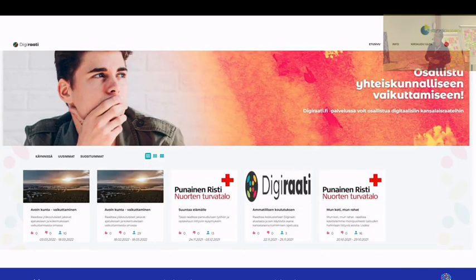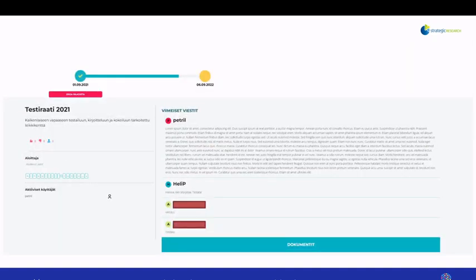Here are a couple of screenshots from the prototype that we created. This is the version we created with our research team. So basically this is the front page, and these are the currently ongoing or already finished discussions, or councils. And then this doesn't work. Okay, here's the front page.